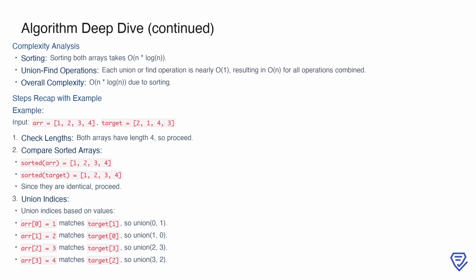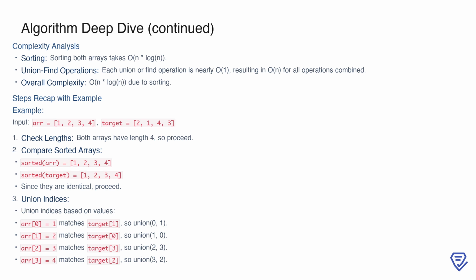Let's break this down with an example. Suppose we have ARR as 1, 2, 3, 4, and target as 2, 1, 4, 3. First, we check the lengths. Both arrays have a length of 4, so we proceed. Next, we compare their sorted versions. Sorting gives 1, 2, 3, 4 for both arrays, so they are identical, and we move forward. Then, we perform union operations based on matching values. For instance, ARR[0] equals 1 matches target[1], so we union indices 0 and 1. Similarly, we union indices for all other matching values, forming connected components.